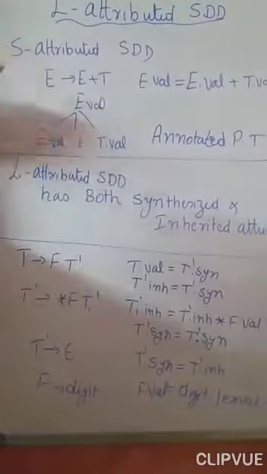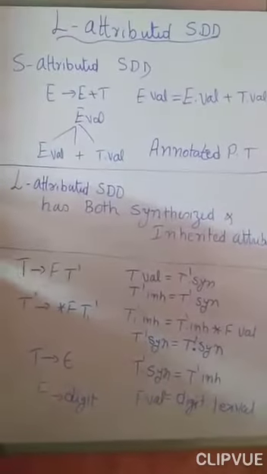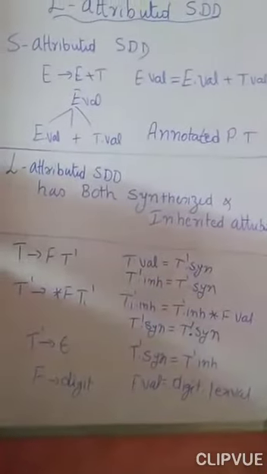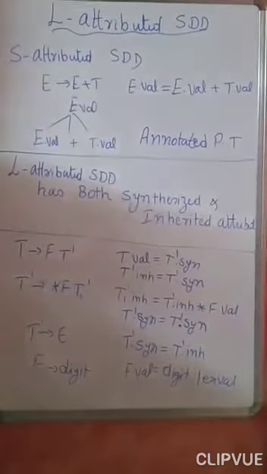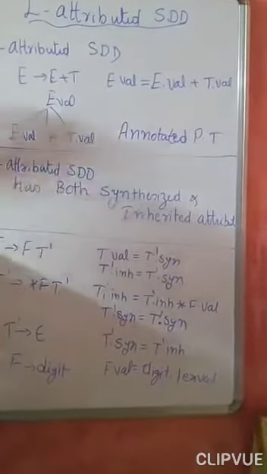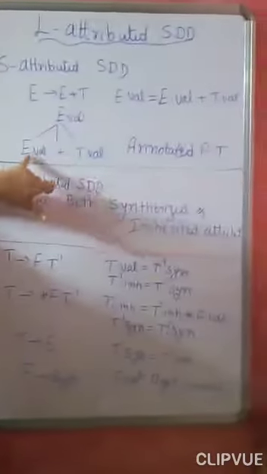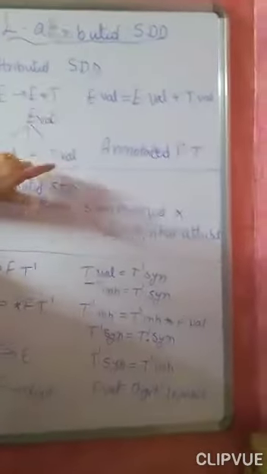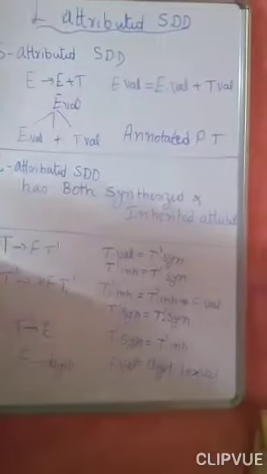What is an S attributed STD? If all the attributes associated with the grammar symbols are synthesized attributes, then we call it an S attributed STD. What is a synthesized attribute? An attribute whose value depends only on the values of its child nodes. For example, here E.val depends on E.val and T.val, where both E and T are children of the parent node. That is called an S attributed STD.